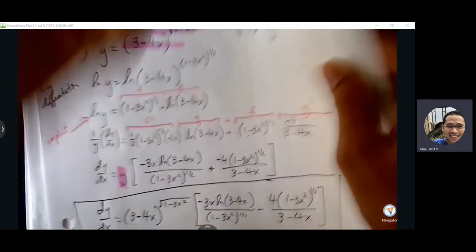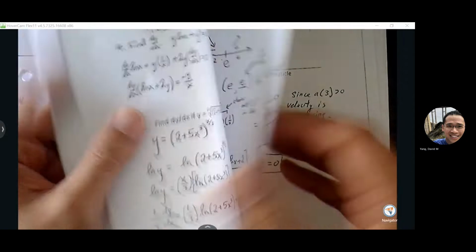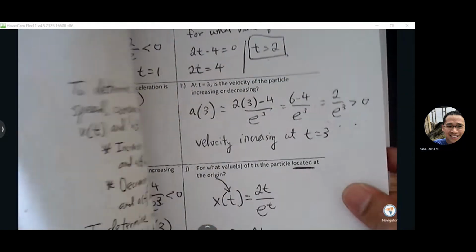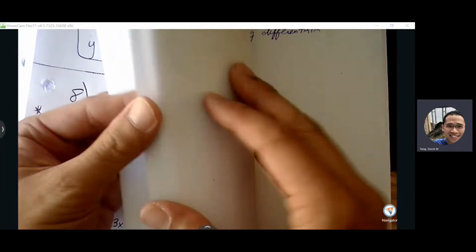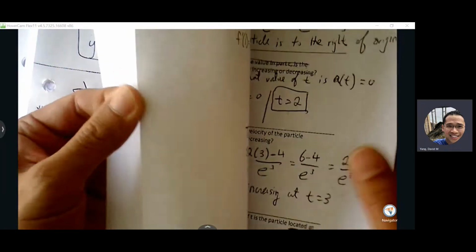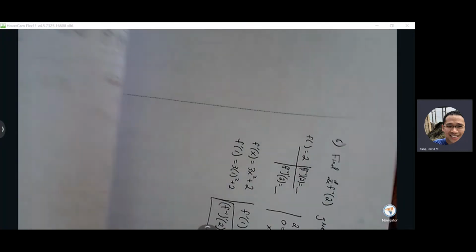Let's see, one more suggestion I would like to make as you're studying for your test. Make sure you memorize how to sketch your natural log graph. Because if you have your natural log graph in front of you, then you can get so much information when you're doing your curve sketching problem.